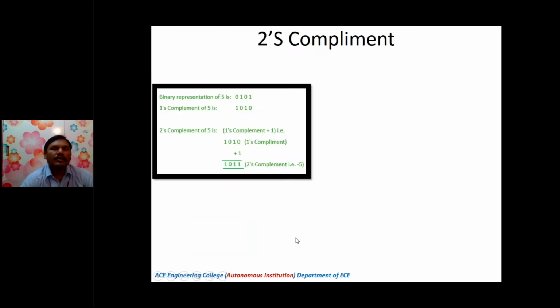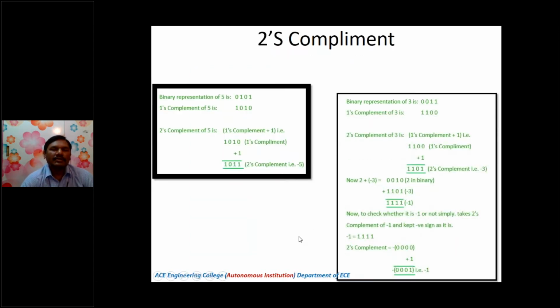So this is 2's complement. In 2's complement, first convert 5, or any value, into its binary value 0101, and then find the ones complement of 5, which is 1010, because ones complement means 0 becomes 1 and 1 becomes 0. For the 2's complement of 5, add 1 to the ones complement, and it becomes the 2's complement.